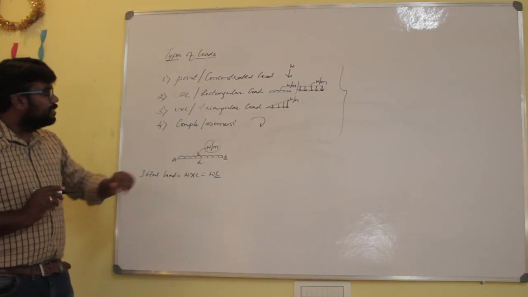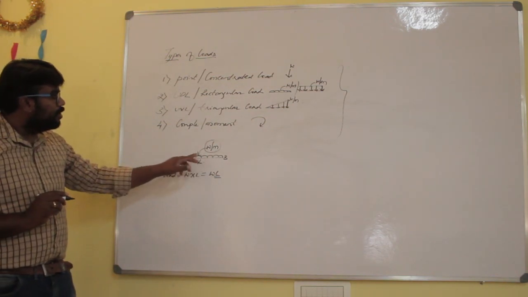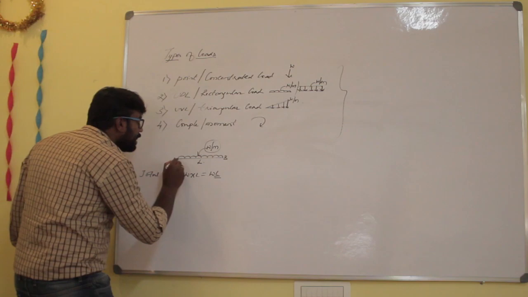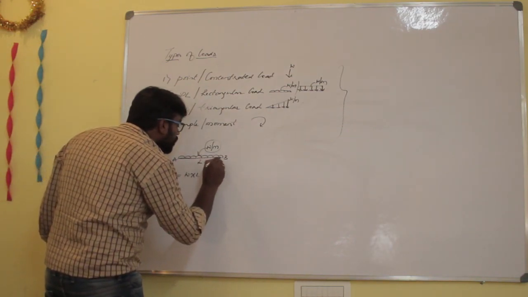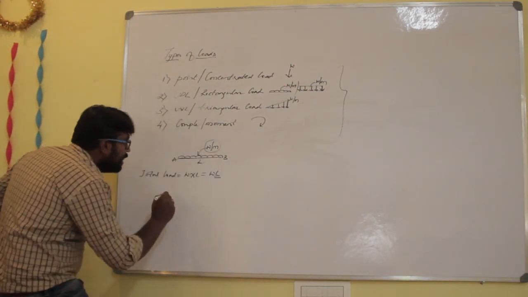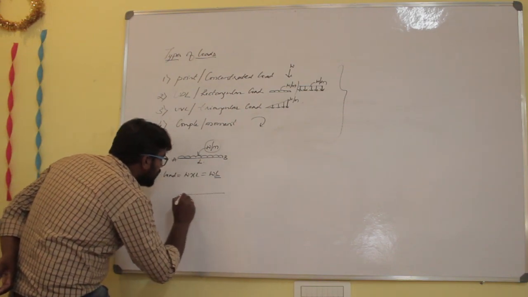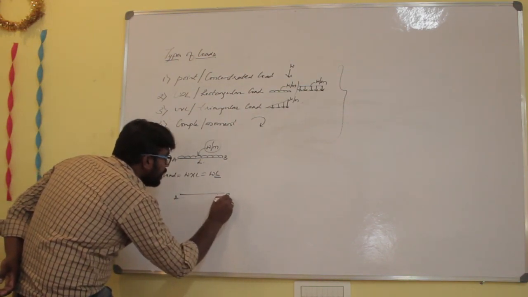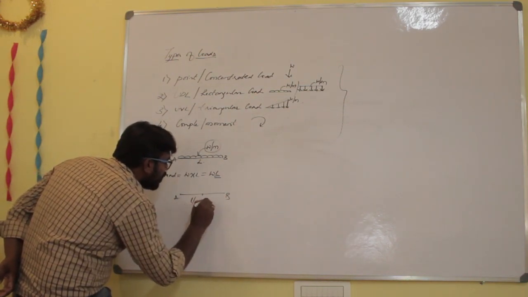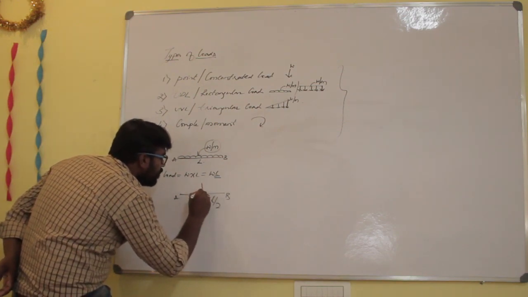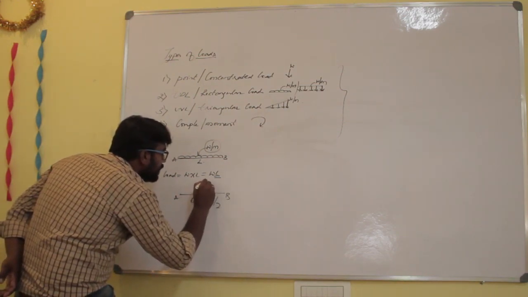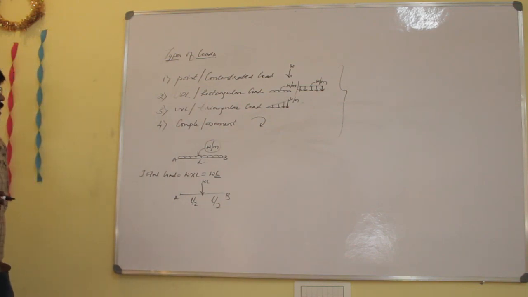Where will it be concentrated, if you want to convert into a point load? Since it's a rectangular load or uniformly distributed load, the load will be concentrated at the center. That means for AB, it is concentrated at a distance of L by 2 from both ends. The intensity is W into L.